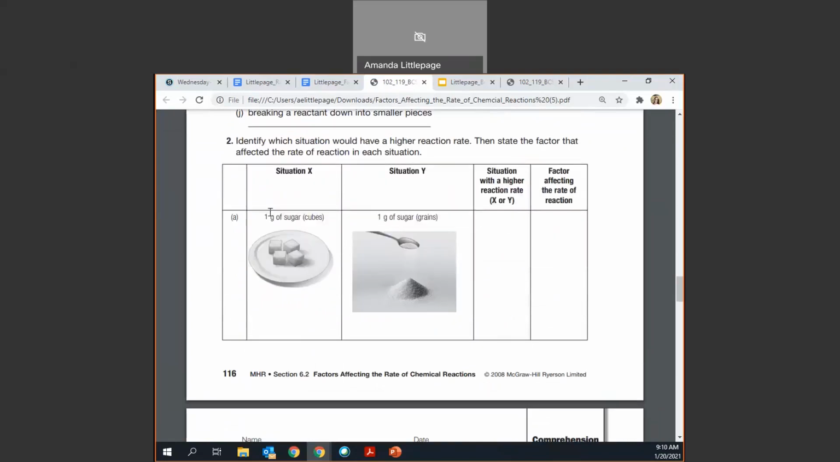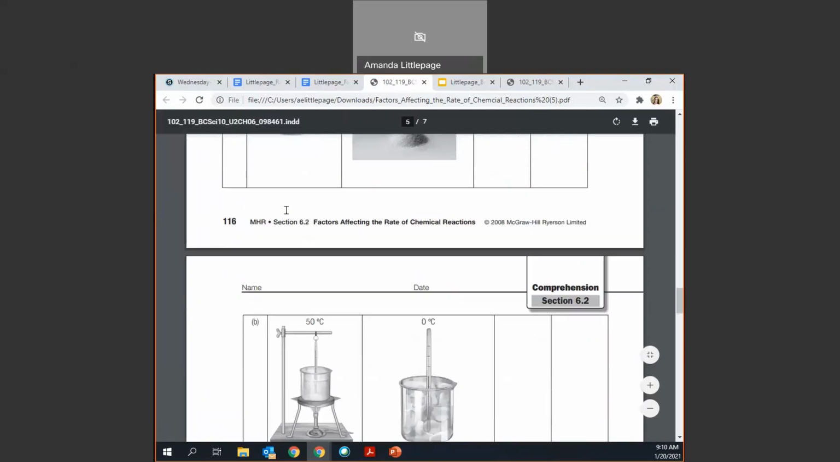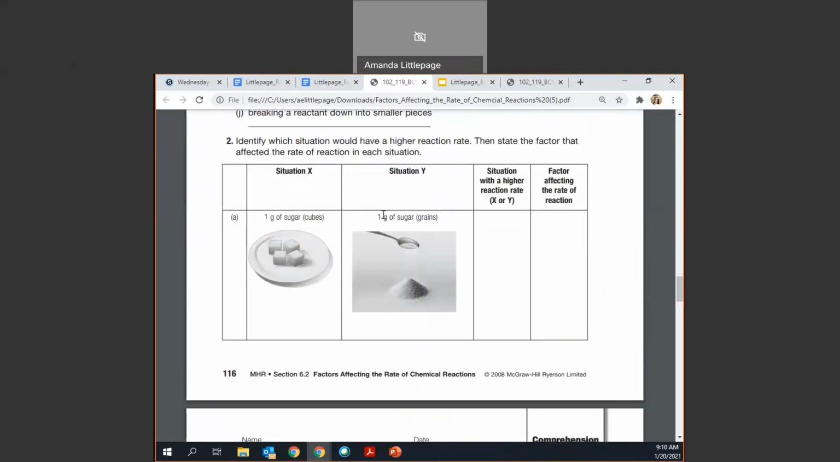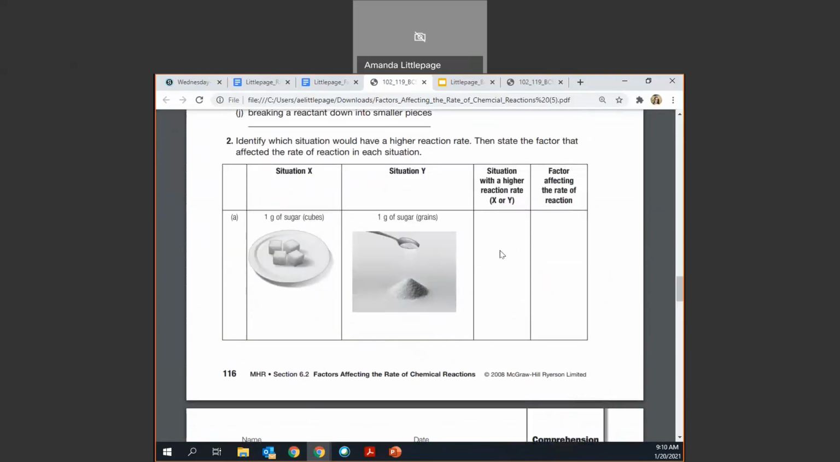Now, as we work through these scenarios, you should again be checking your answer. And once you've checked it, you can submit your work. Identify which situation would have a higher reaction rate. Then state the factor. There were 4 factors we discussed, so you're checking your work here. So the first column continues all the way down to situation X. The second column is situation Y. And then you're going to tell me which one has a higher reaction rate and what factor was included.